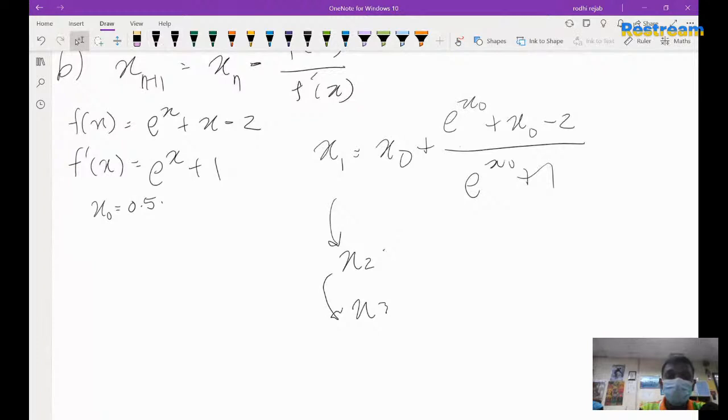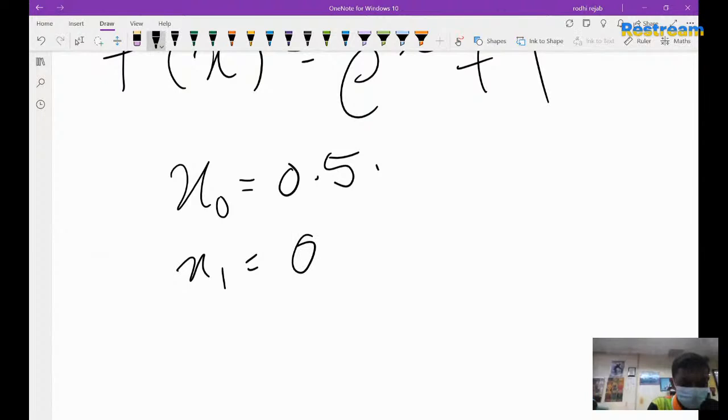So let me first calculate. Okay. So tak apa sebab we'll get the answer eventually. Also, sorry, this should be minus, not plus. So, x1 dapat 0.4439.